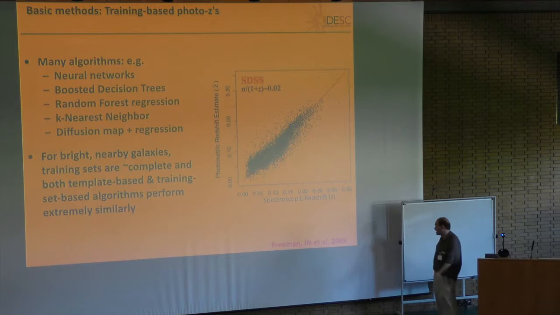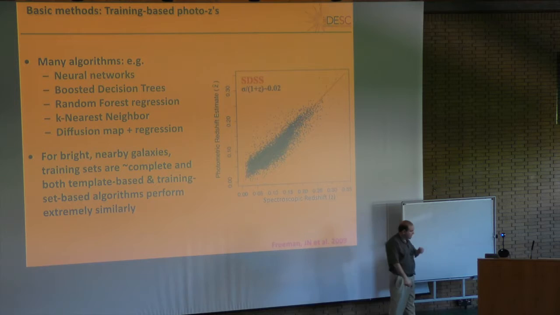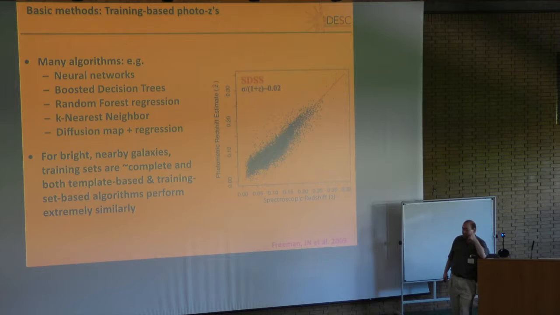So there's a wide variety of methods that have been used, mostly jargon here. And it's the case that for very bright, very close galaxies, if you look at the Sloan Digital Sky Survey data set and go down to r of 17.77, the limit of their spectroscopy, the training set-based methods and the template-based methods have basically identical performance. So that tells us that in that limit, the template-based methods are using all the information that's there, at least everything that's been looked at as an input to the machine learning algorithms, which includes sizes and things like that. So you get basically 2% photo Z errors with Sloan with any good method. You can come up with bad methods, of course.